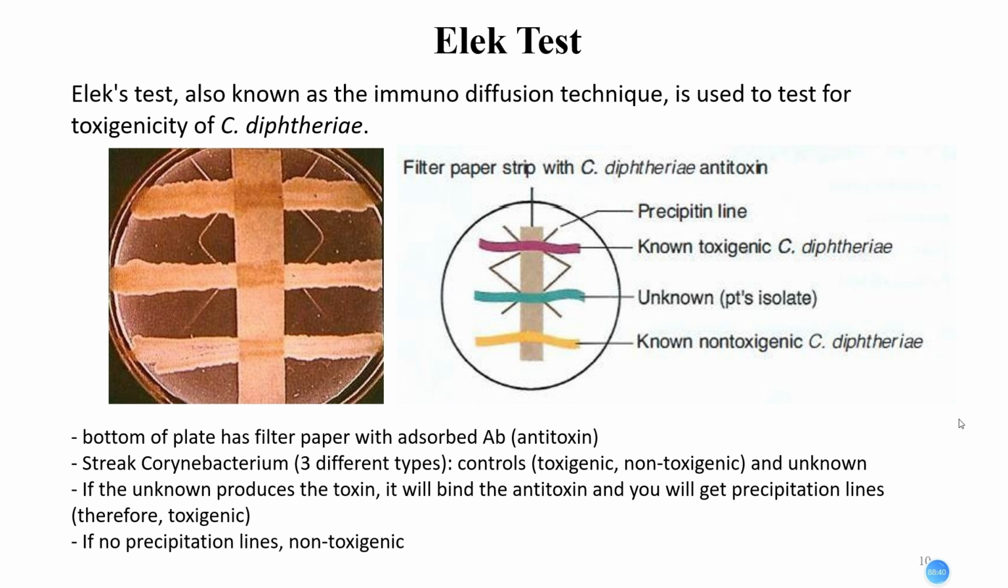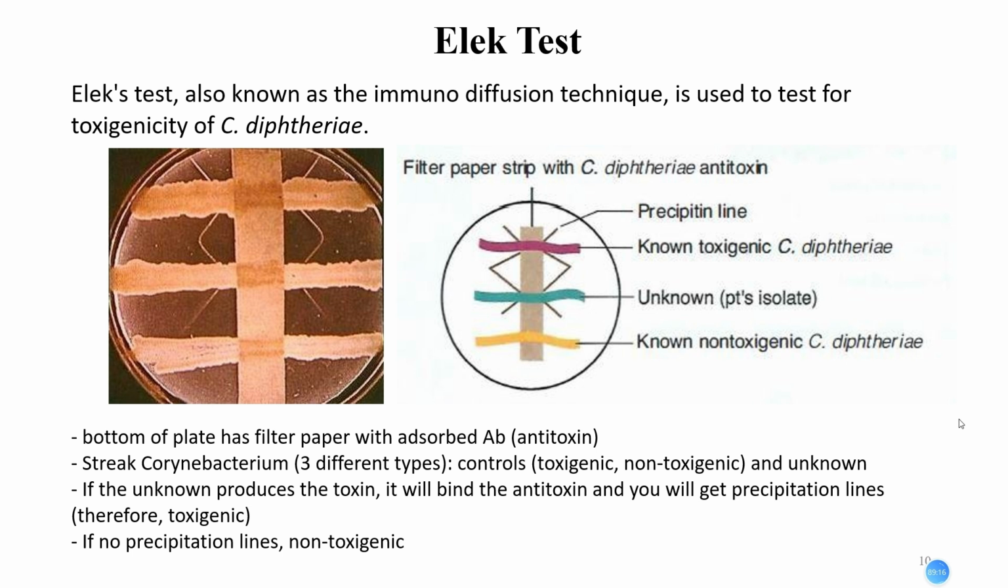If the bacteria is toxigenic, it is able to produce toxin. The toxin would diffuse into the agar, and meanwhile, the antibody in the paper strip also diffuses into the agar. When the antigen and the antibody meet, they interact with each other so that you would see a precipitating line like this. You can actually see it.